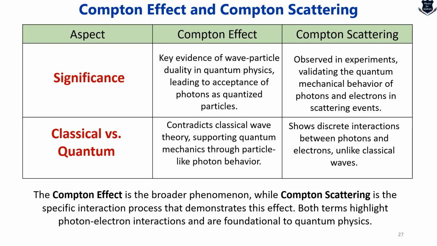So in summary, what we can say is that the Compton effect is the broader phenomenon. Compton scattering is a specific interaction process that demonstrates this effect, and both terms highlight photon-electron interactions. They are the foundation of our current understanding of quantum physics.